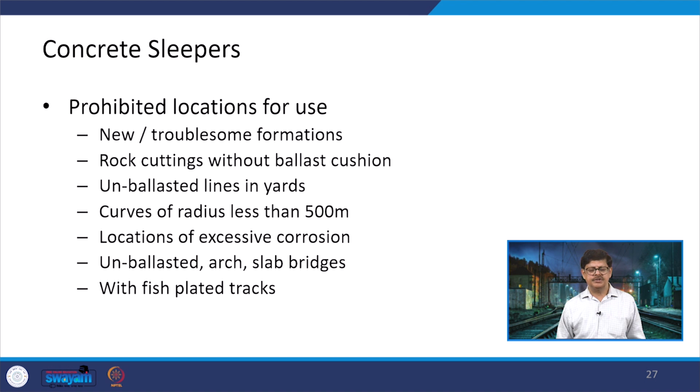There are prohibited locations where these concrete sleepers should not be used. If it is a troublesome formation, we found that CST9 or other sleepers could be used there. Rock cuttings without ballast cushion can be a problem. Unballasted lines in yards, there also we should not go for it. Curves of radius less than 500 meters. Locations of excessive corrosion, and unballasted arches or slab bridges or fish-plated tracks. These are some of the cases where we need to go for other sleepers, and that is where the concept of composite sleepers comes.